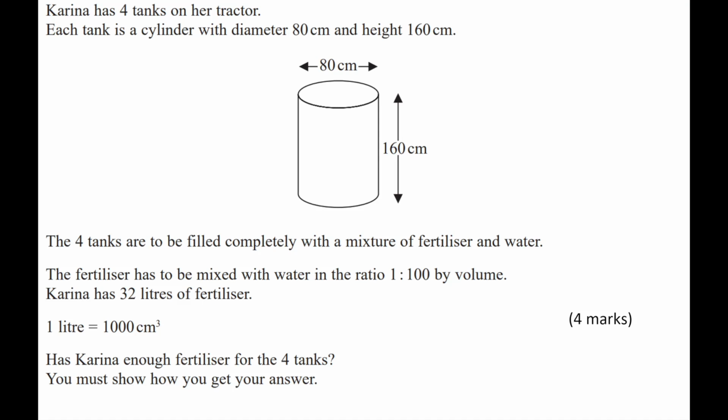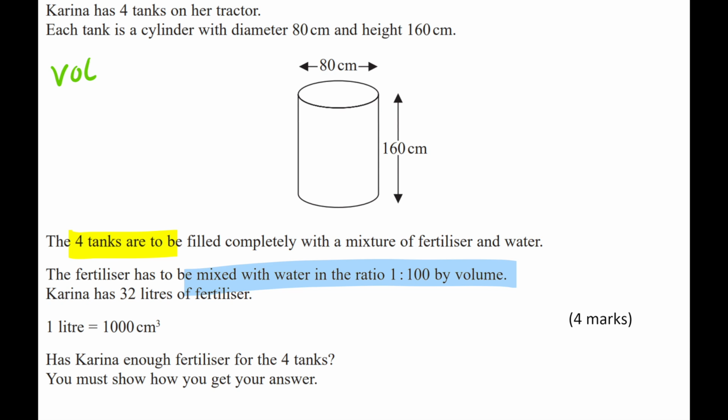Okay, so this question is quite a tricky one, and there's two different parts to it. One part is to work out the volume of the 4 tanks, which I will do first, and I'll put that there. So the volume of the 4 tanks. The next part is to work out the total amount of fertilizer, which we're doing with that ratio.